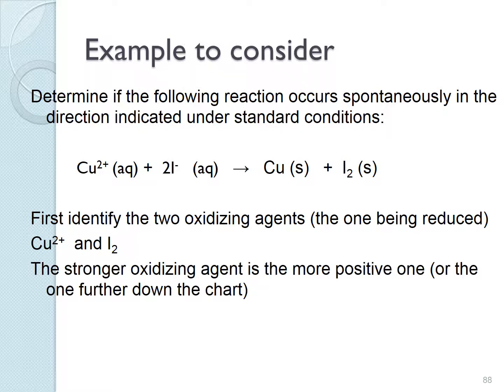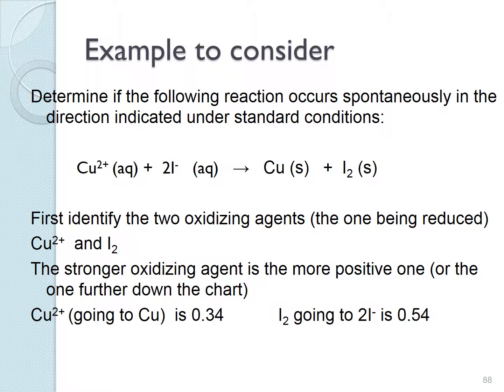So which one is the stronger oxidizing agent, or the thing that is more likely to be reduced? It's the one that is more positive, or in other words, the one further down the chart. So we look up I2 being reduced, and we look up copper ion Cu2+ being reduced. Cu2+ is 0.34. And be careful, because there's Cu2+ being reduced to Cu+, and then a little bit further down Cu2+ being reduced to copper solid. So be careful that you pick the right one. And then I2 being reduced is 0.54. So which one's more likely to be reduced is going to be the iodine.